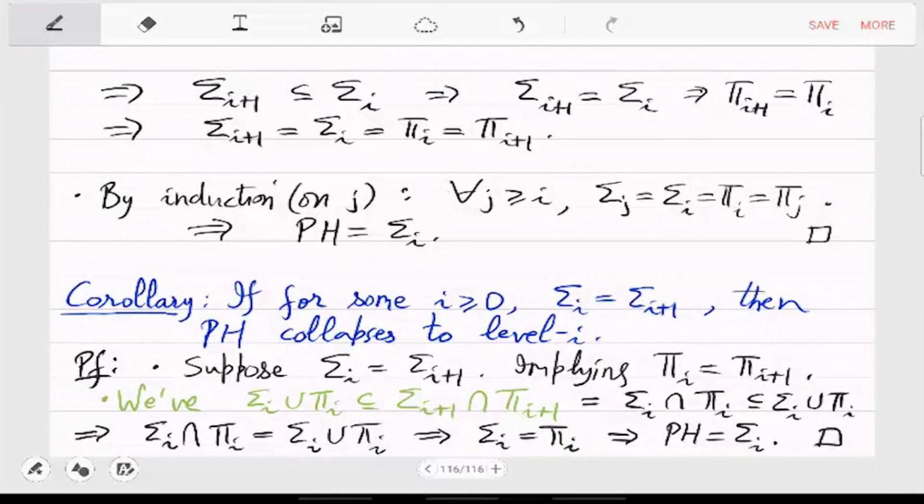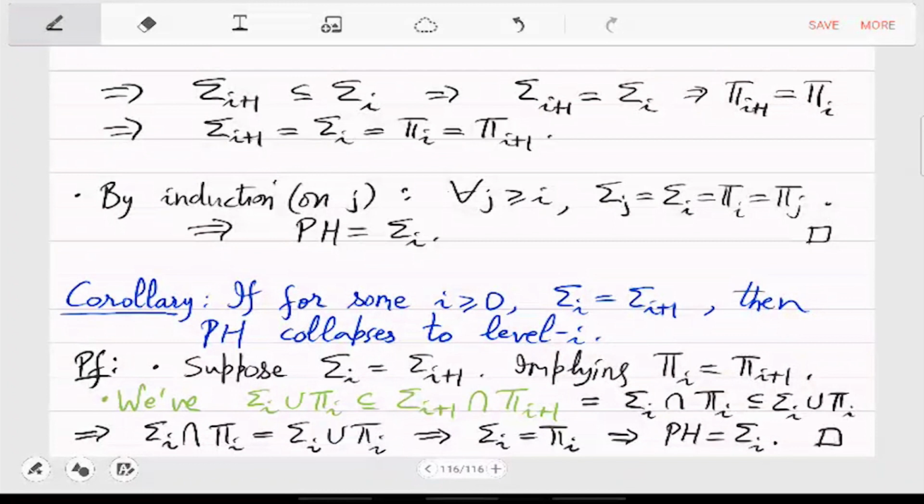In the last class we showed that if sigma I and pi I are equal for some I greater than or equal to 1, then the whole polynomial hierarchy will collapse to this class sigma I. And it also meant that if sigma I plus 1 did not grow bigger, if it was equal to sigma I, then also the same thing happens.